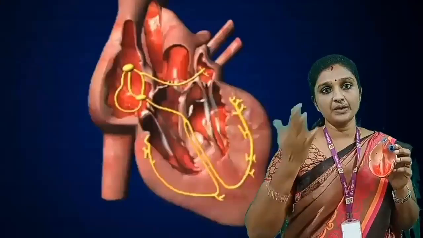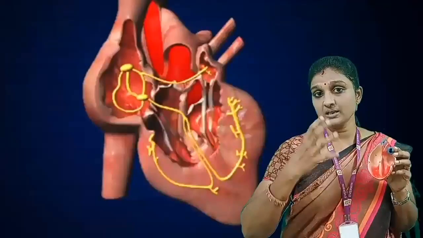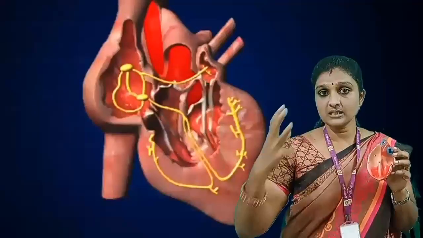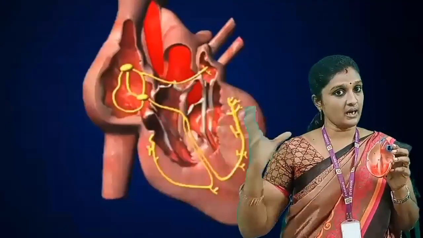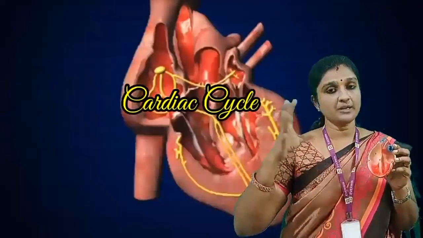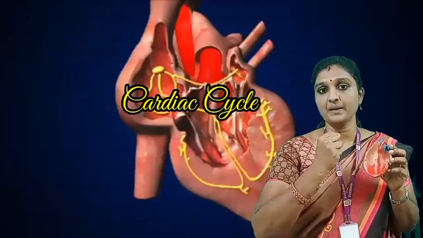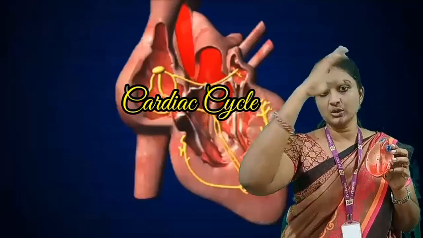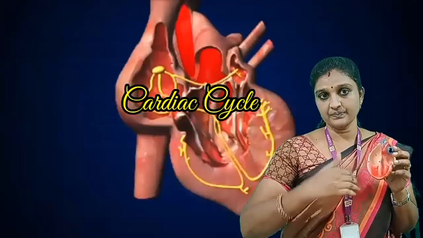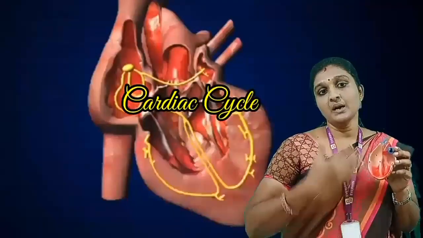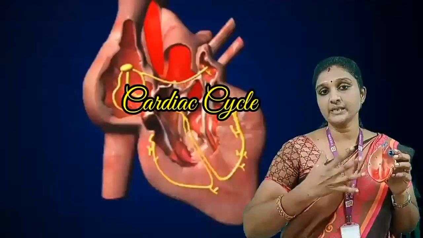This SAN and AVN create the contraction and relaxation in the heartbeat. Let us see in detail how this process takes place in the heart. That process is called the cardiac cycle. So in today's session, first we are going to see about the cardiac cycle. Cardiac cycle means how the heart pumps the blood, how the pumped blood reaches throughout our body and also the lungs, and again how the blood comes back to the heart. That is a cycle which happens between the heart and body or heart and lungs, and how it takes place with the help of SAN and AVN.